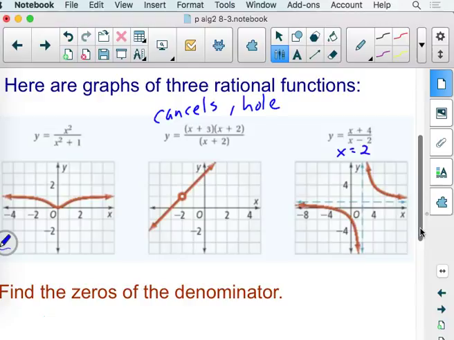X squared and x squared. A lot of people would look at that and say, hey, let's just cancel those out. We can't do that. Undo multiplication with division. That's not multiplication. That's addition. Okay, so if there would be x squared, there would be a parenthesis.